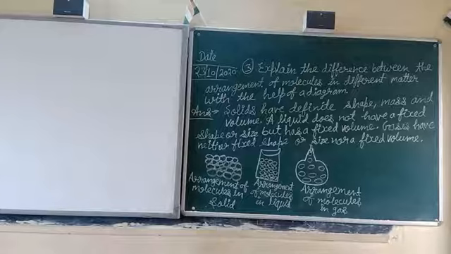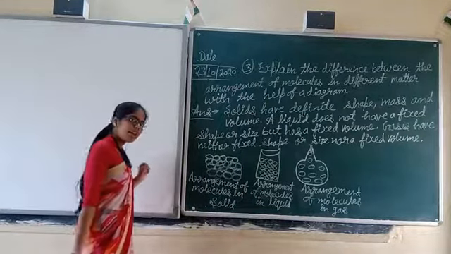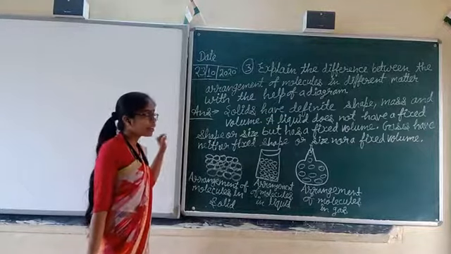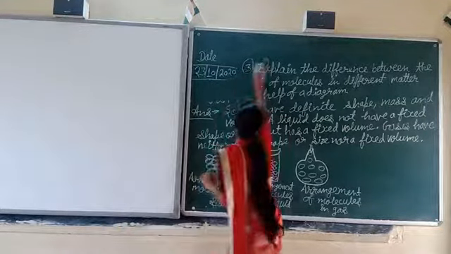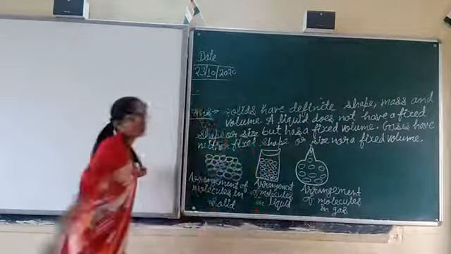I will read it once and by that time you have to finish writing. Solids have a definite shape, mass and volume. A liquid does not have a fixed shape or size but has a fixed volume. Gases have neither a fixed shape nor size nor a fixed volume. And the figure is written. My dear students, if you have not finished writing, pause the video and write it. Okay? I am going to rub it. I am going to clean the board.